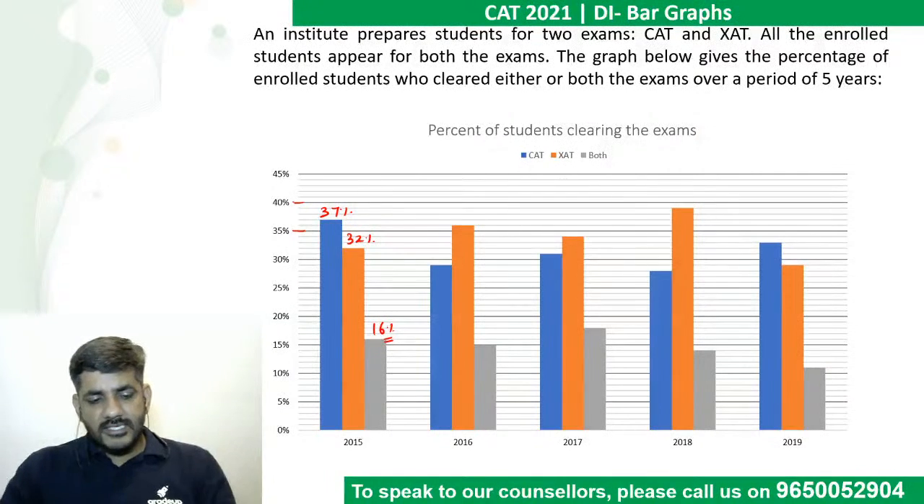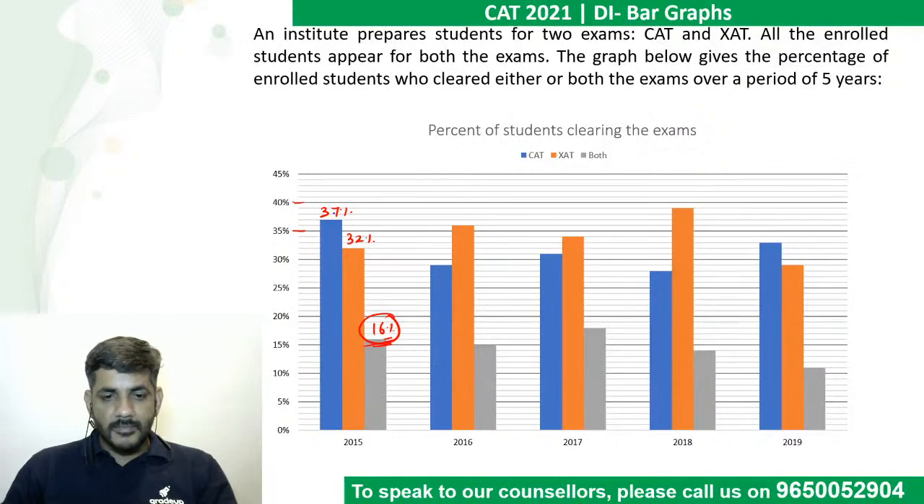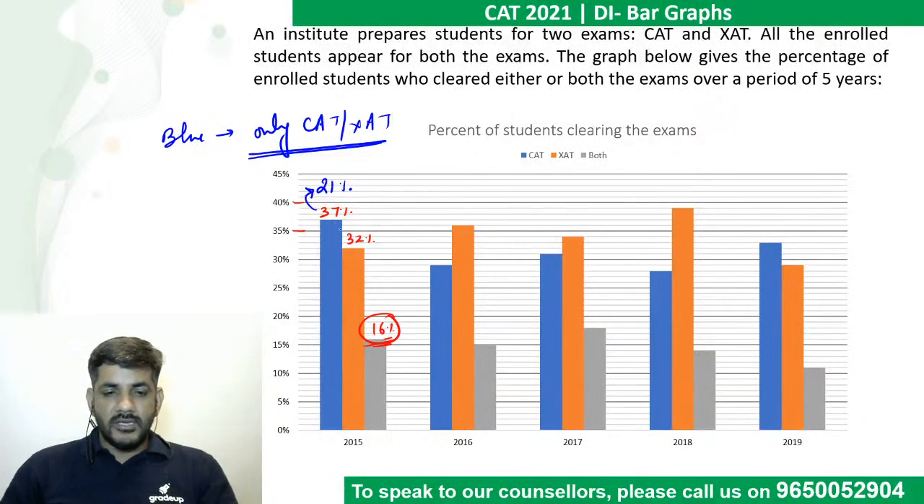So basically, these 16% that you see are included in these as well as these. So I'll do one thing. After subtracting 37 versus 16, I am left with how much? 21%. So this blue figure is for those who cleared only that particular exam, whether it is CAT or ZAT. Similarly, out of these 32%, when I take out 16%, I am left with 16%.